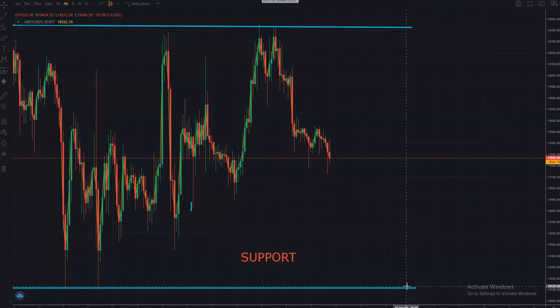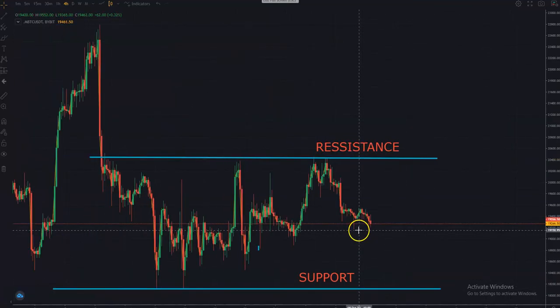So you can simply note it down. The highest level is $20,000, and the lowest, which is your support, is at $18,000 and 90 something, a little bit, but I would simply say $18,000. That is your support. You state it down.